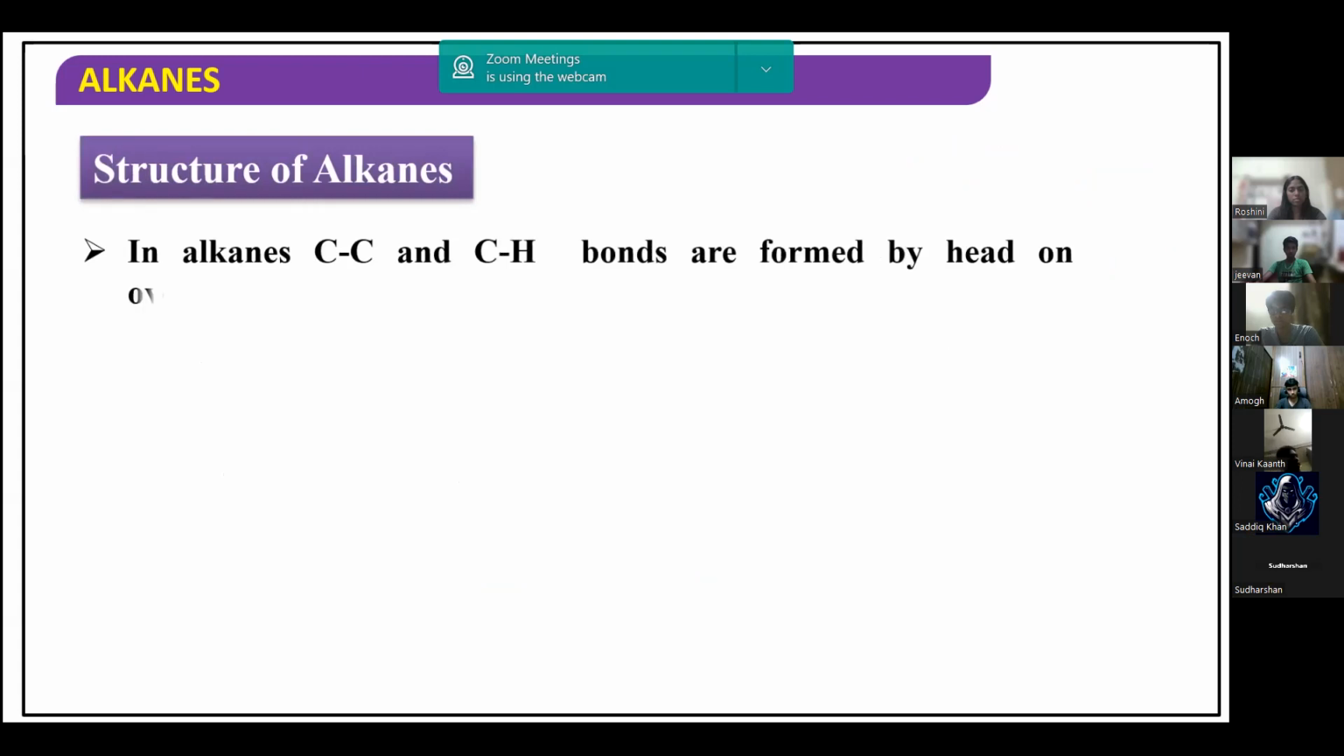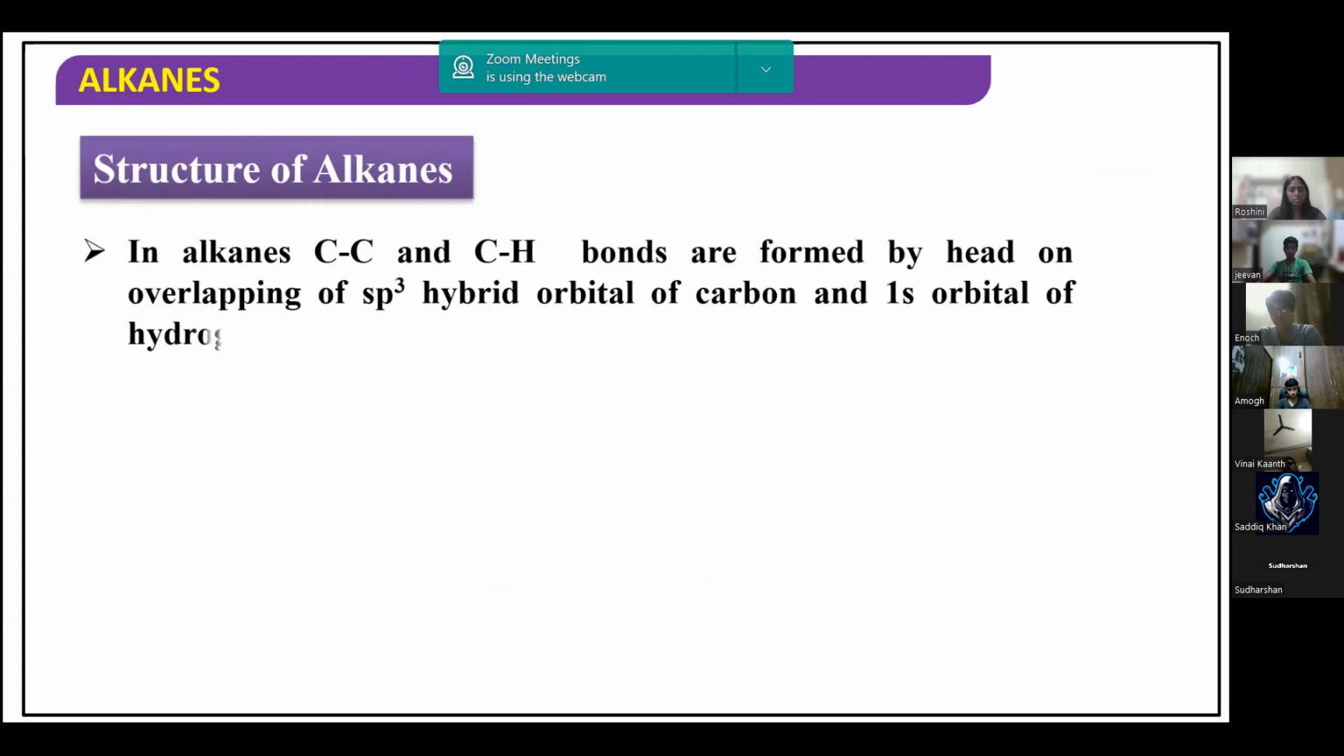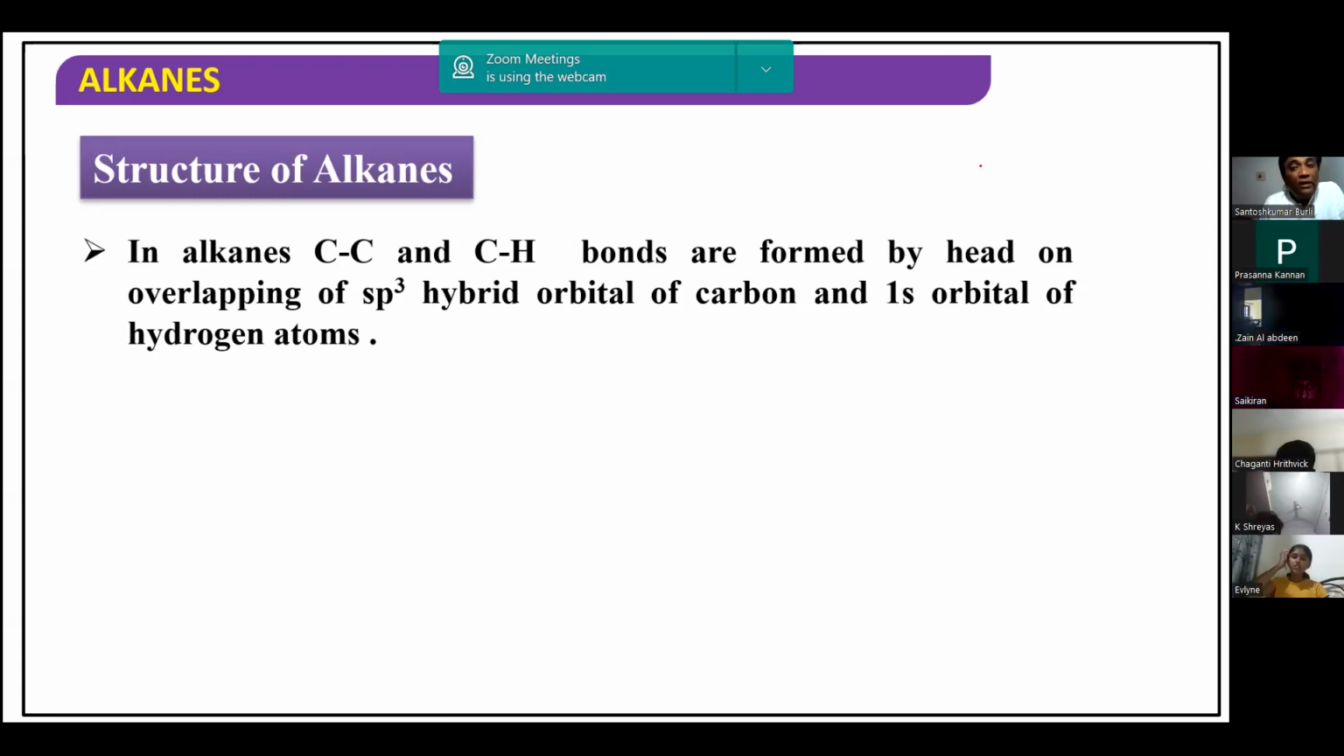Now let us discuss the structure of alkanes. As I already told you, in alkanes all carbon atoms are sp3 hybridized. Sp3 means tetrahedral geometry. How many sp3 hybridized orbitals will there be? 1, 2, 3, and 4. The sp3 hybridized orbitals have the same shape and the same energy. You must have come across the hybridization concept in the chemical bonding chapter, where you learned about hybridization.